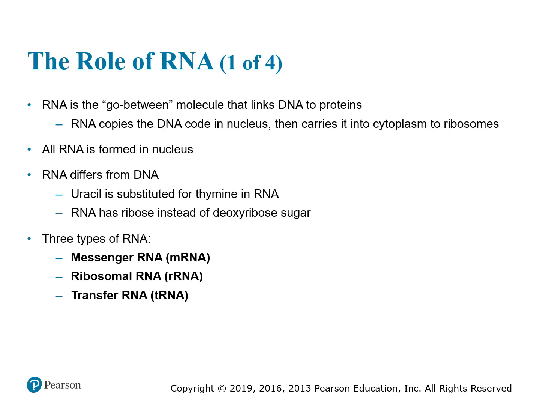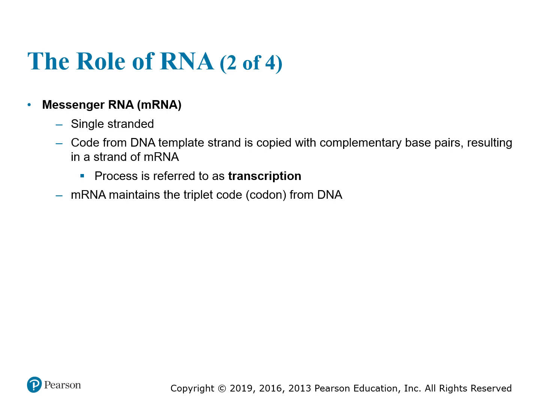Okay, the role of RNA. RNA is an intermediate, essentially, in this instance. It is transcribing the DNA and then having that translated to protein. All RNA is formed in the nucleus, and it differs from DNA in that it is using uracil, of course, instead of thymine, and has a slightly different sugar that has an extra oxygen. Three main types of RNA would be messenger RNA, ribosomal RNA, and transfer RNA.